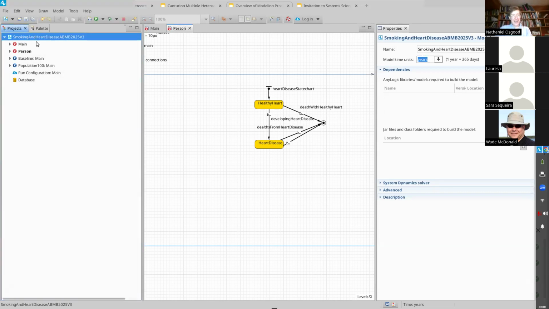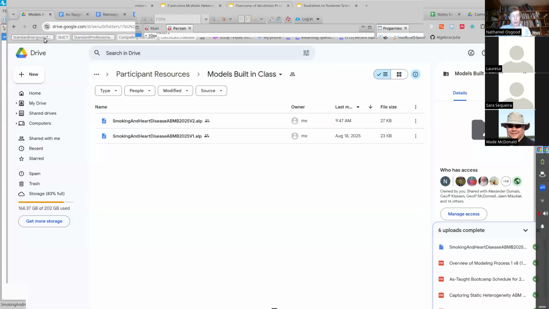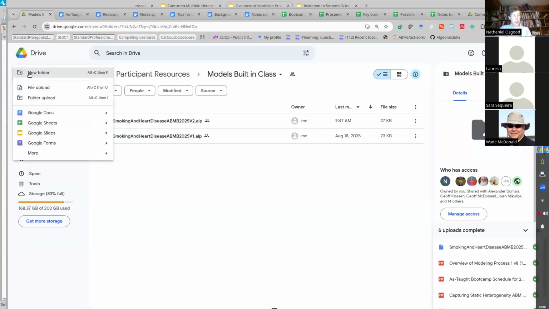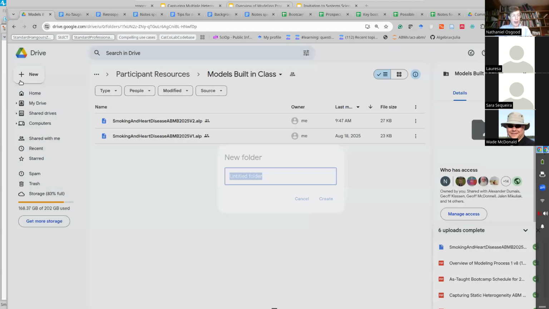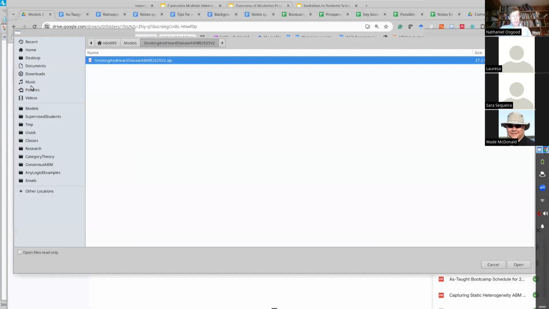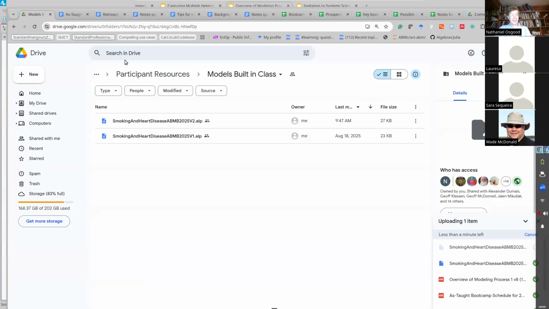Okay. So I'm going to save this model. We're going to deploy it. This is going to be version 3, which has death captured.